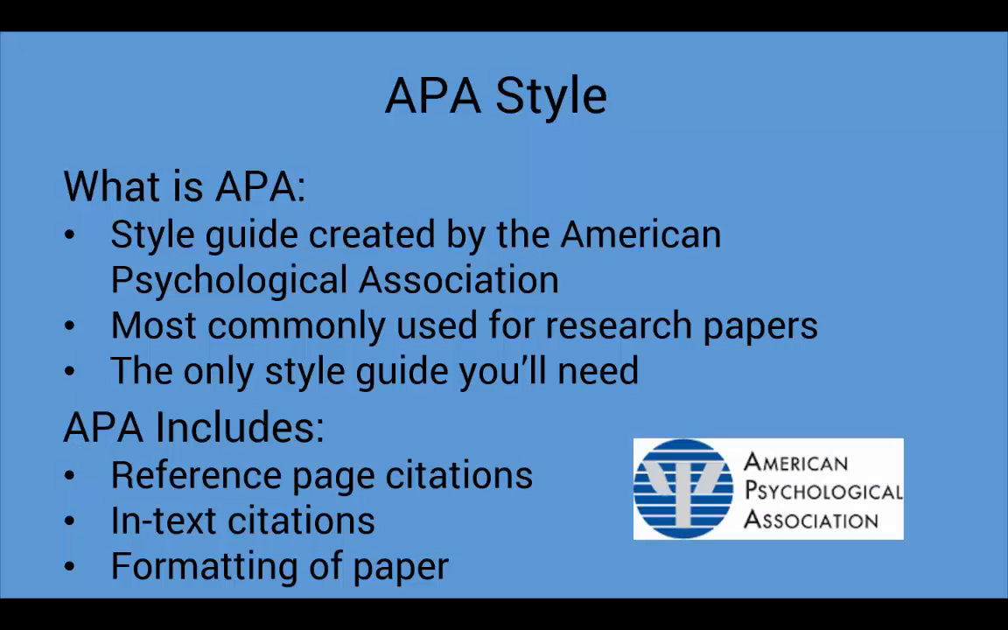APA stands for the American Psychological Association. The association created a style and citation guide over 85 years ago in order to make research papers more accessible to readers. Curious readers were now able to follow an author's citations back to the original sources cited. APA style is just one of many citation styles, but happens to be the most commonly used method for citing resources in a research paper.